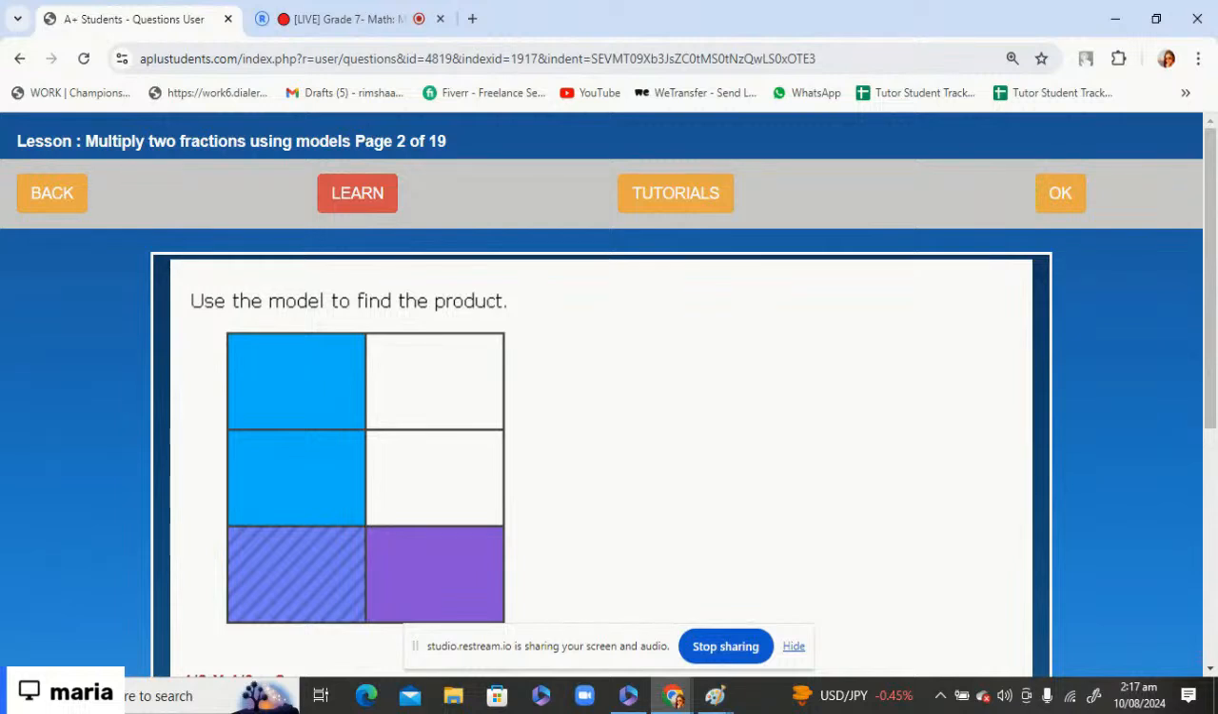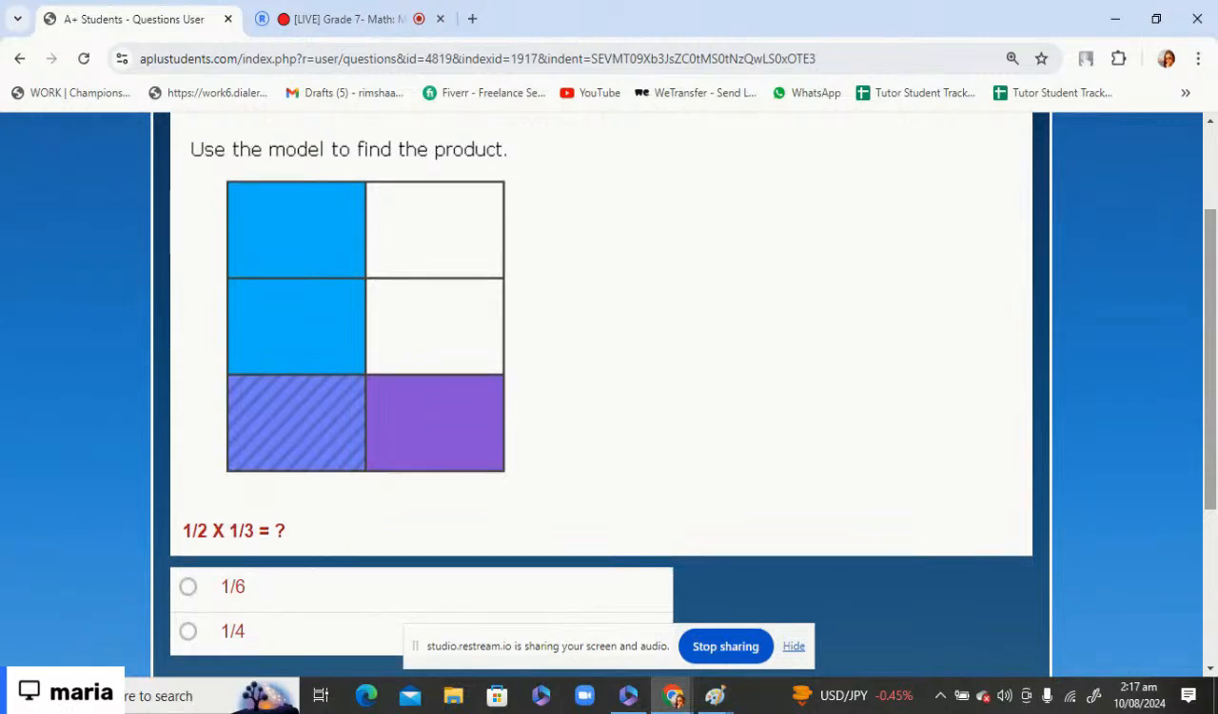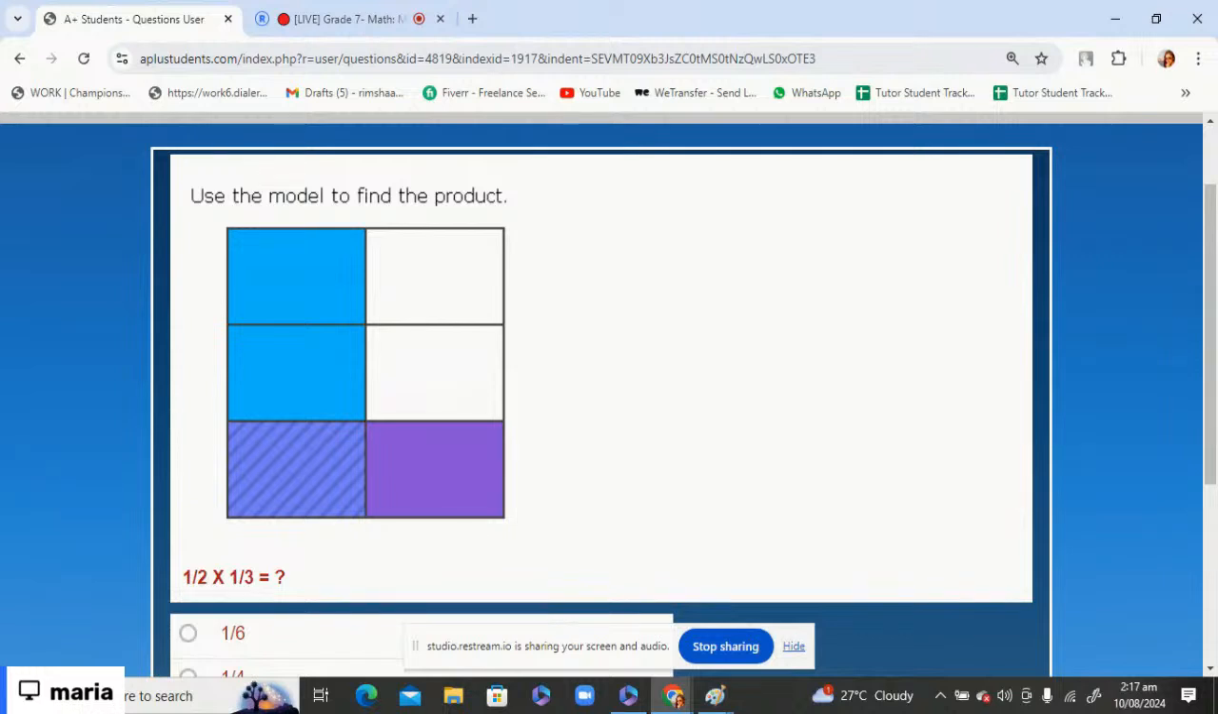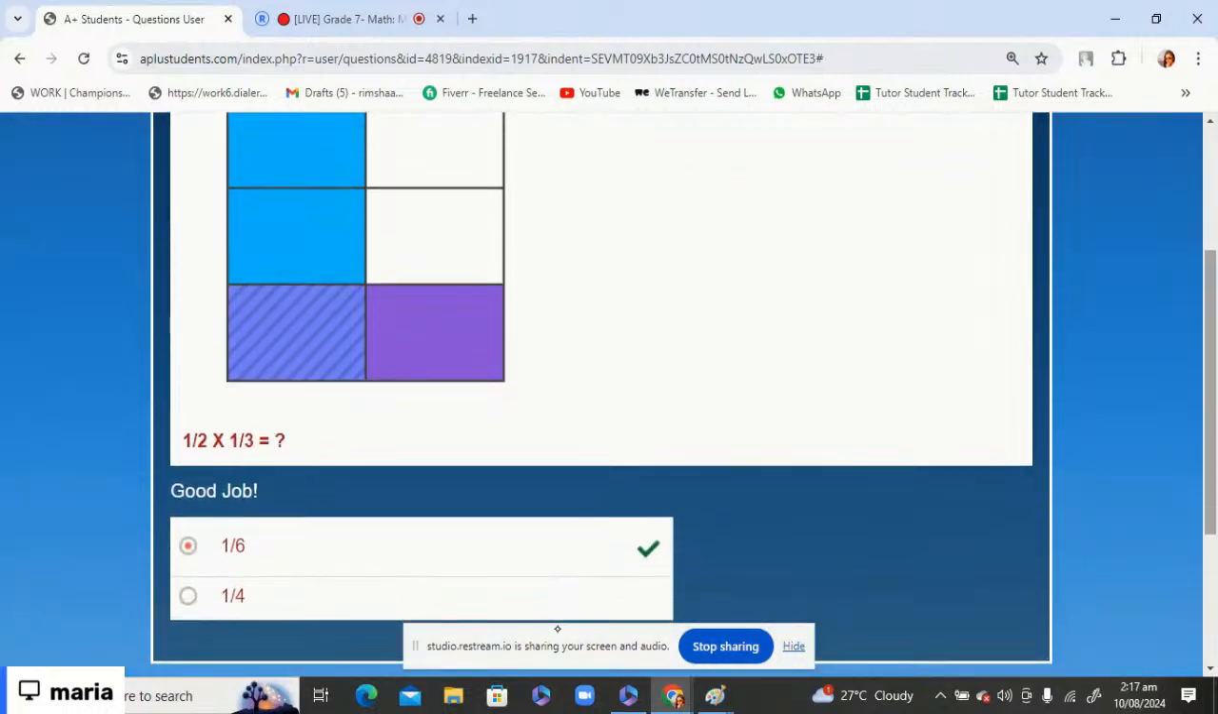Now you guys check out this one. Use the model to find the product. So how many columns are there? There are basically two columns. And how many rows are there? There are three rows. Got it? It's one, two, and three. Two columns and three rows. So it's 1 by 2 times 1 by 3. So 1 times 1 is 1 and 3 times 2 is 6. So it's again 1 by 6. Let's go with this one. So this is the right answer.